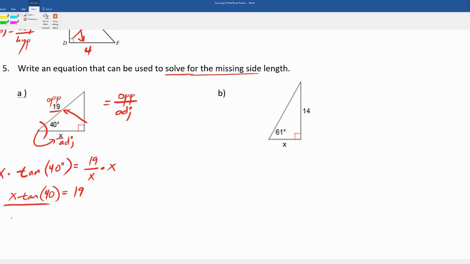But we have to get rid of that multiplying tangent of 40. What's the opposite of multiply by tangent of 40? Divide by tangent of 40. All right, so just remember what you do to one side, right? Just like in algebra. There you go. And we could go ahead and plug this into a calculator.